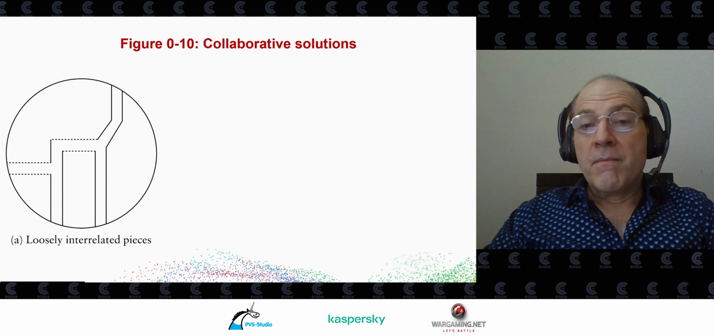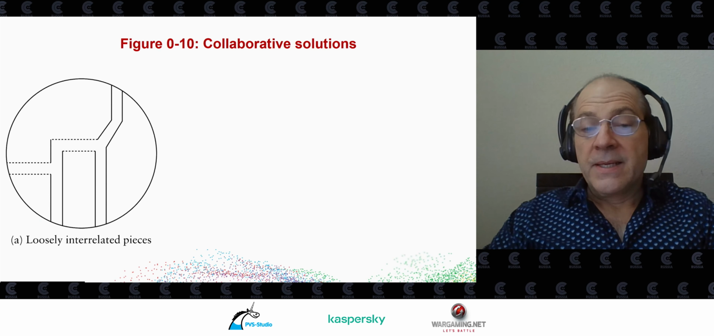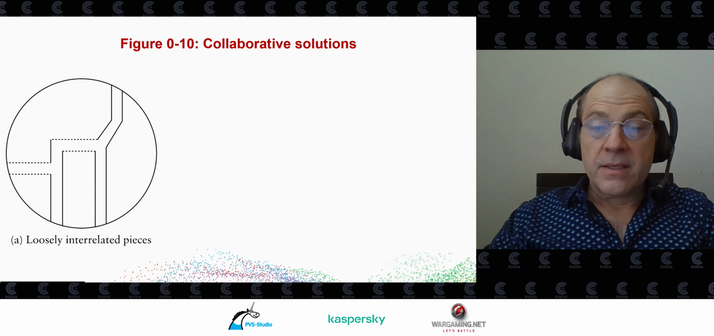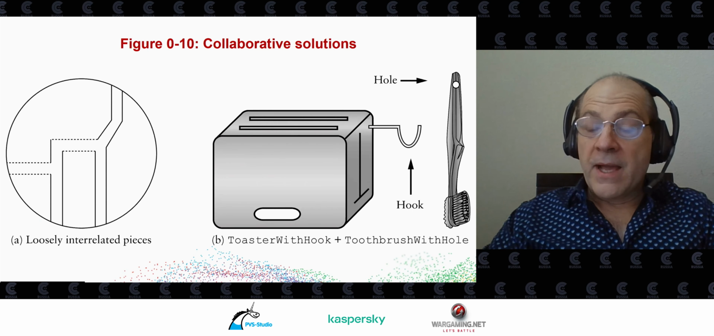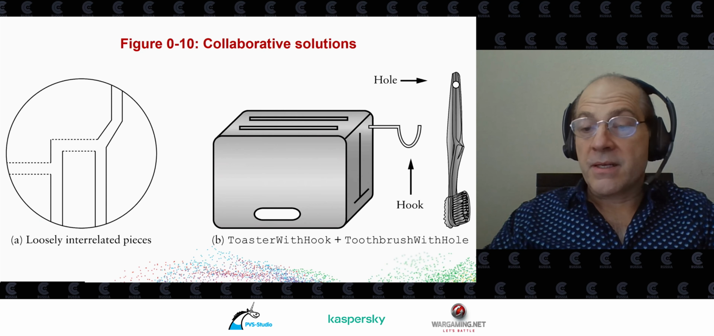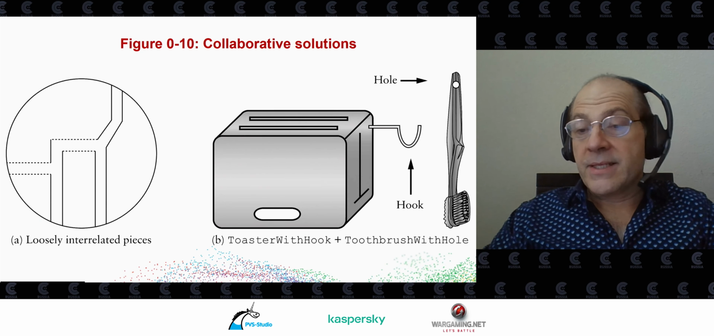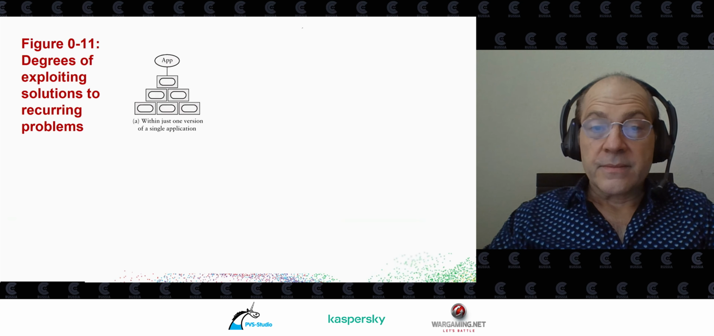Sometimes we have more well factored pieces. They don't depend on each other, but they're clearly aware of their surroundings. Imagine we had a toaster with a hook and a toothbrush with a hole, and together they combine to satisfy some need. Again, this is silliness, but people do write software this way. This is less bad, but it's not ideal.